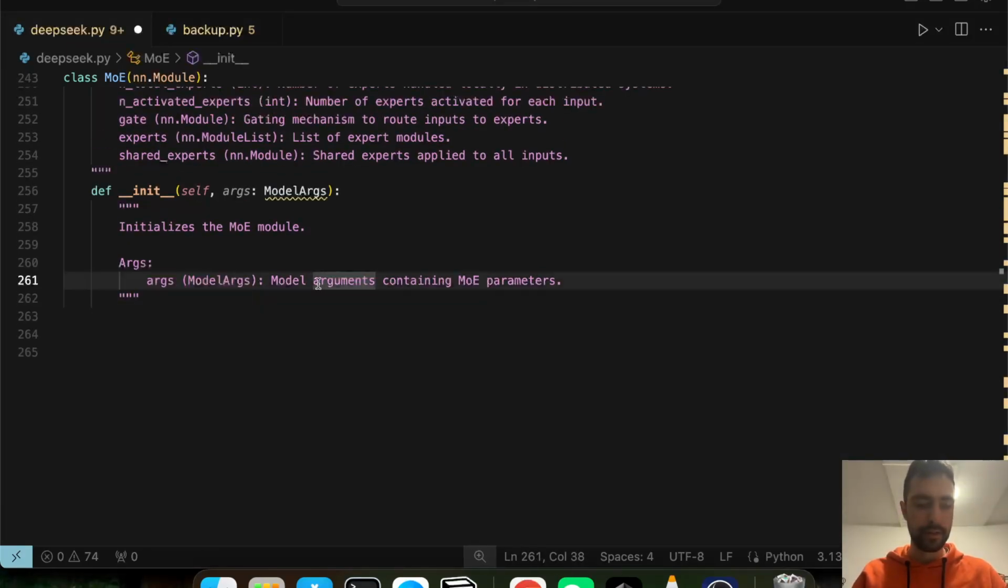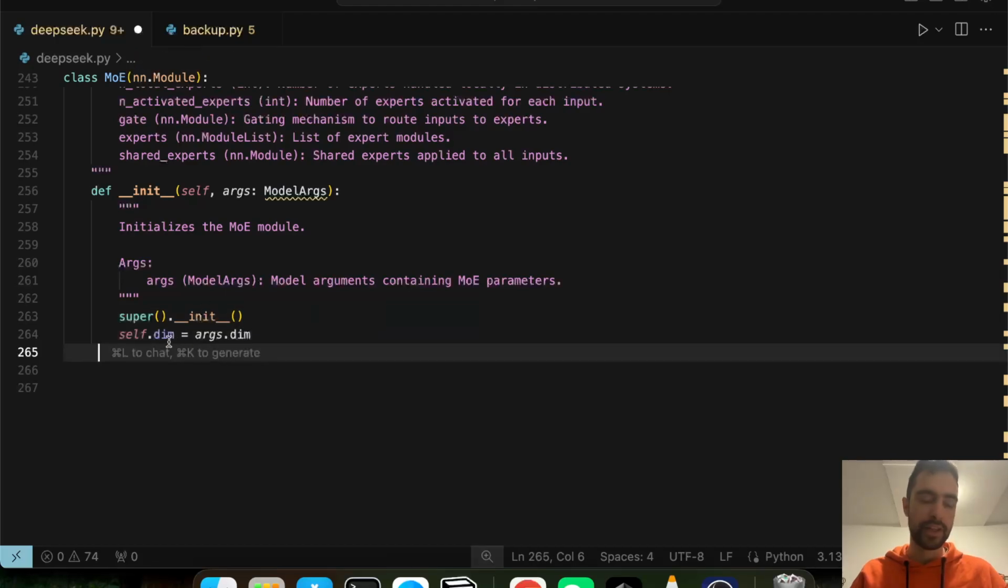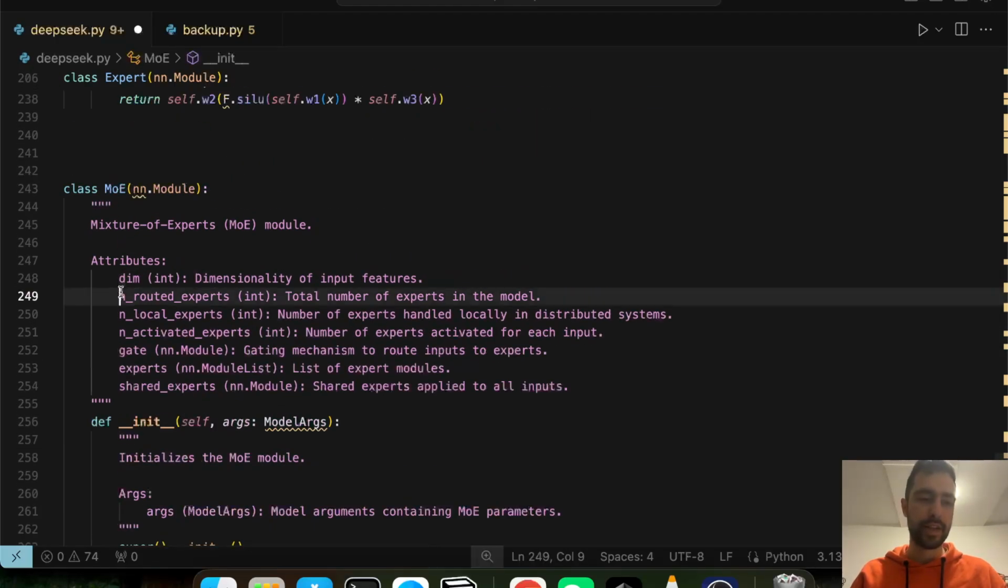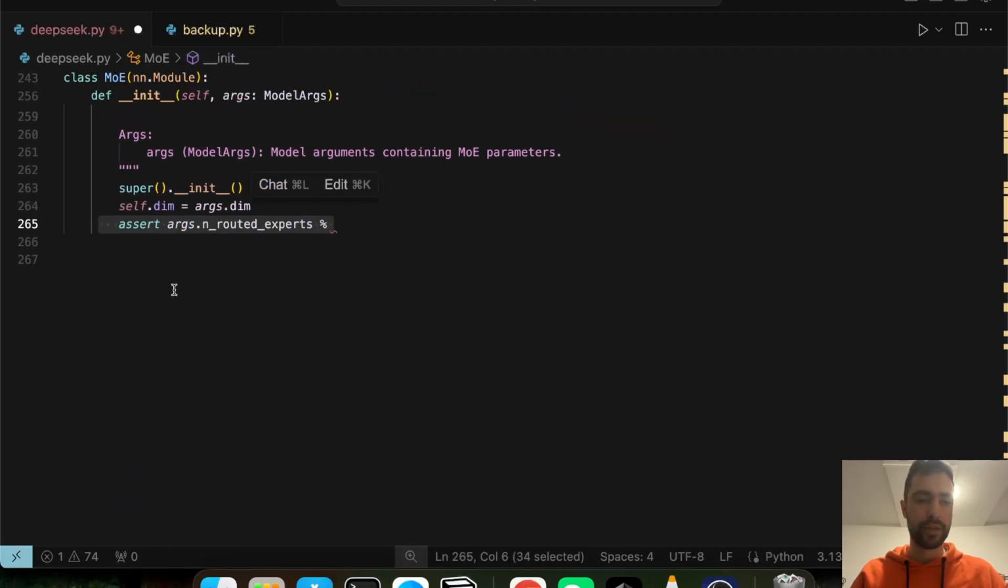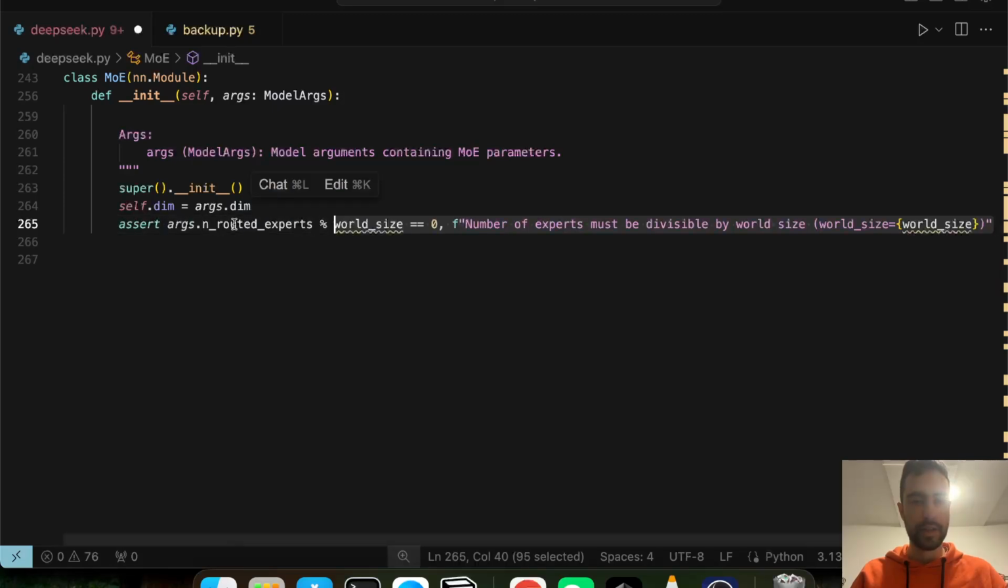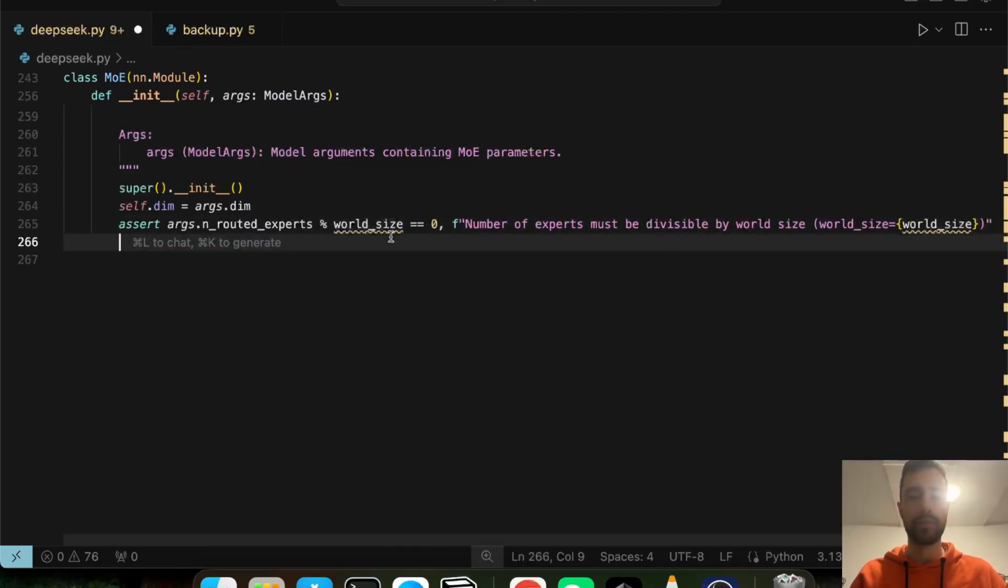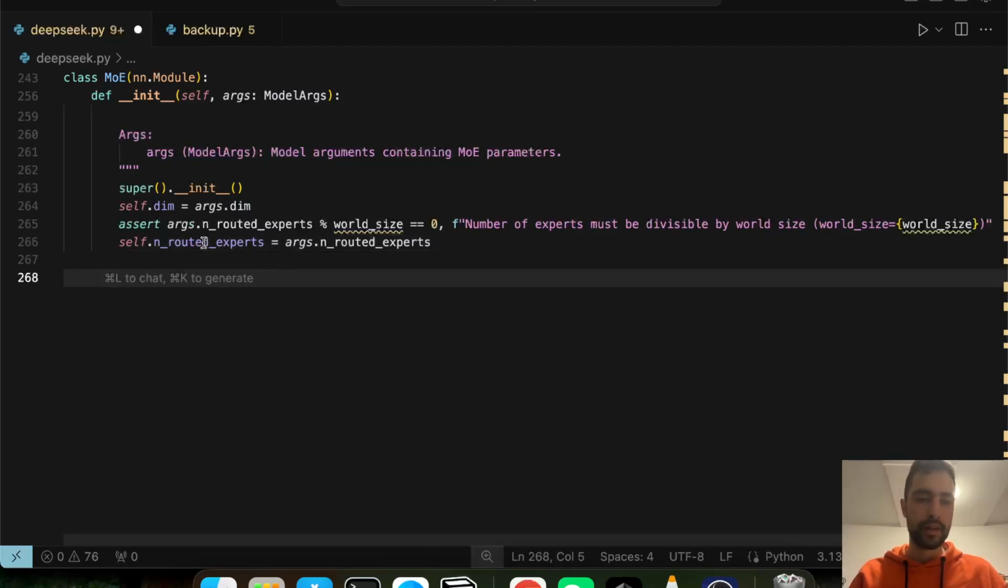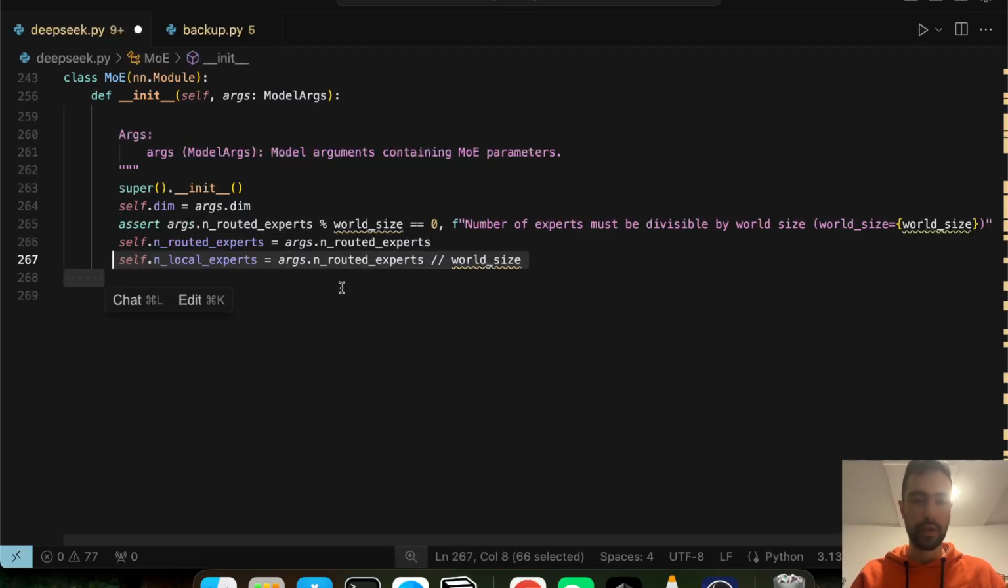Here in the init, we are just going to have initialization. Then we just give these attributes. So assert that the number of routed experts is divisible by world size. World size, if we have one GPU, is 1, so it will be divisible. Number of local experts: total routed experts divided by world size, the number of GPUs, will give the local experts per each GPU.